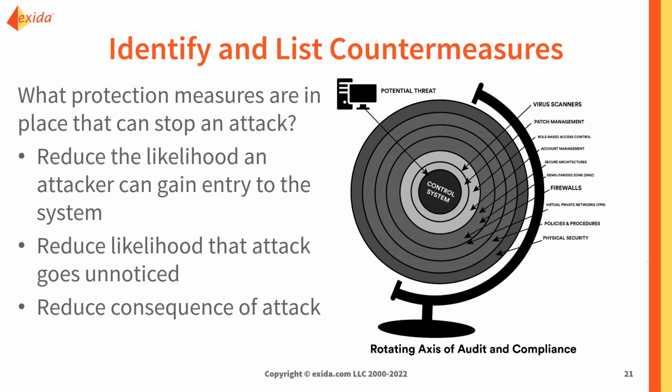And there are really three different types of countermeasures we can think about. We can think about attacks that are preventative, that reduce the likelihood of an attacker gaining entry into the system. We can reduce the likelihood that the attack goes unnoticed, so have better monitoring, more opportunities to identify and potentially respond to the attack before they achieve their objective. Or we can have countermeasures to reduce the consequence of the attack.